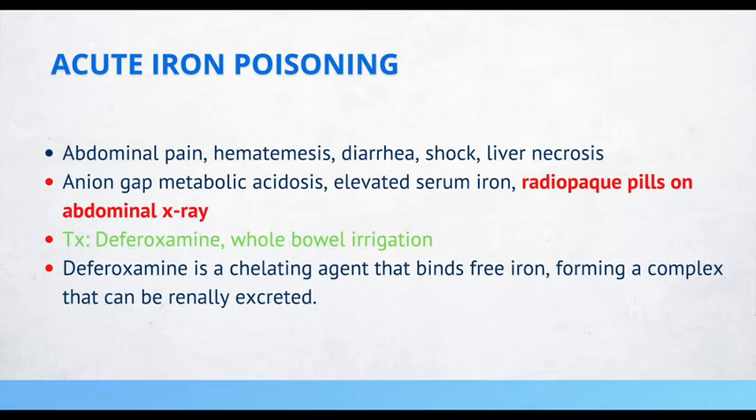A patient with acute iron poisoning will present with abdominal pain, hematemesis, diarrhea, shock, and liver necrosis. You can also note an anion gap metabolic acidosis, elevated serum iron, radiopaque pills on abdominal x-ray. You can treat these patients with deferoxamine and whole bowel irrigation. Deferoxamine is a chelating agent that binds free iron, forming a complex that can be renally excreted.